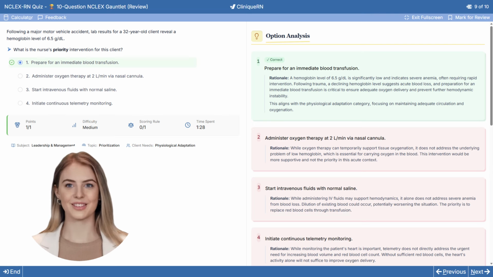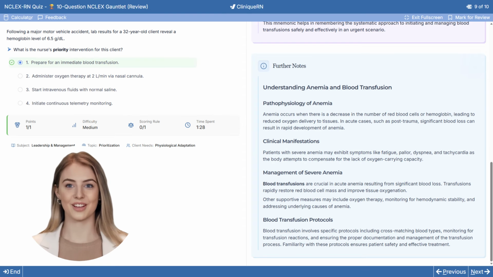Let's break it down. Oxygen therapy, 2 liters per minute. That's supportive care. But oxygen can't help if there aren't enough red cells to carry it. IV fluids, normal saline, helps volume a little, but it dilutes blood further if you don't replace RBCs. Telemetry, monitoring helps you see instability, but it doesn't fix the cause. That's why blood transfusion takes priority. It directly solves the life-threatening issue, severe anemia.